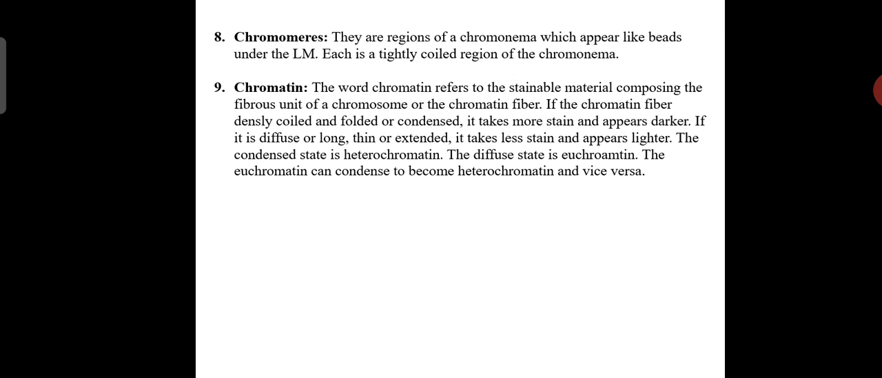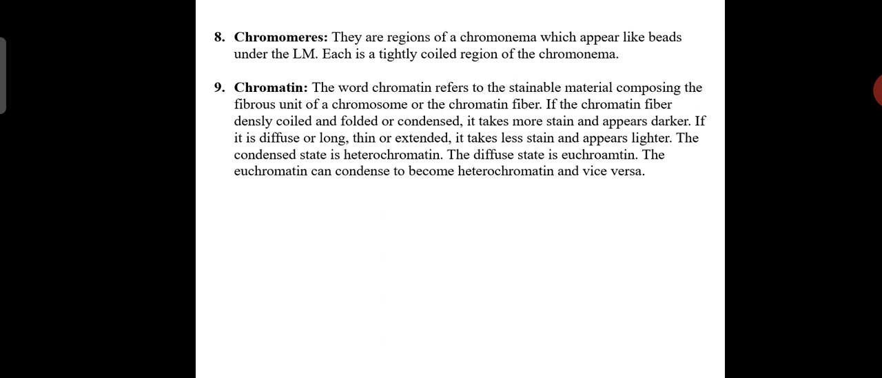Chromatin, another important part here. The word chromatin refers to the stainable material composing the fibrous unit of a chromosome or the chromatin fiber. If the chromatin fiber is densely coiled and folded or condensed, it takes more stain and appears darker. We call that heterochromatin, right? If it is condensed, densely coiled, it takes more stain and appears darker.